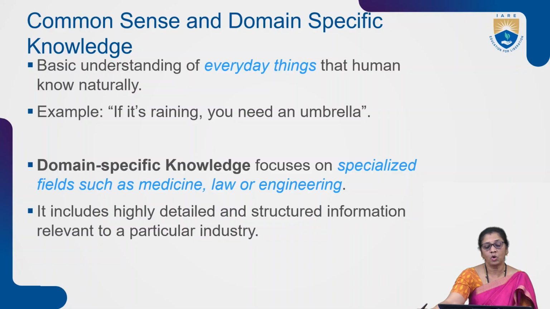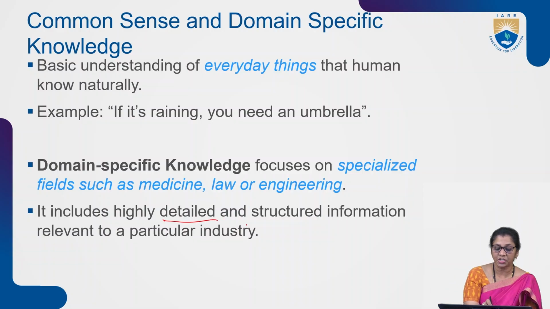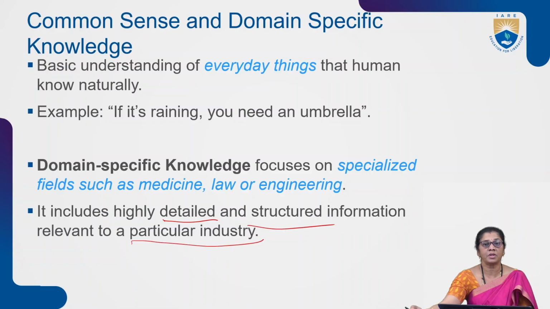And next comes domain specific knowledge. Domain specific knowledge focuses on specialized fields such as medicine, law, or engineering. It includes highly detailed and structured information relevant to a particular industry. So it extracts all the information and knowledge about a particular field, as I said, in medicine, and then this is converted, pre-processed, or transformed into information, so that this particular data is stored in the form of a database. So this becomes knowledge, that is called domain specific knowledge.